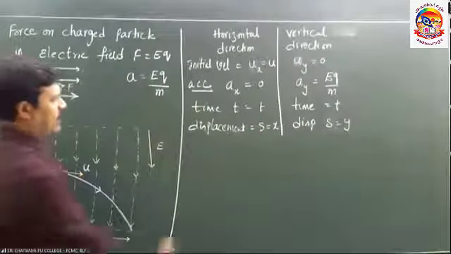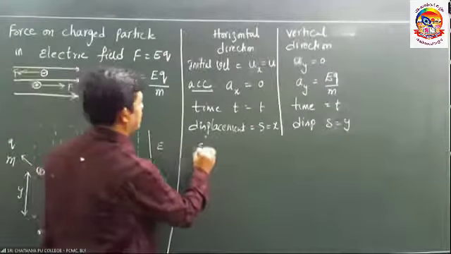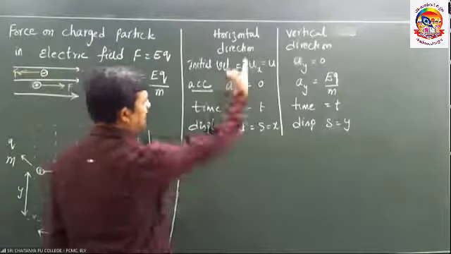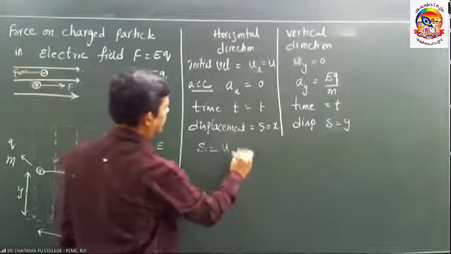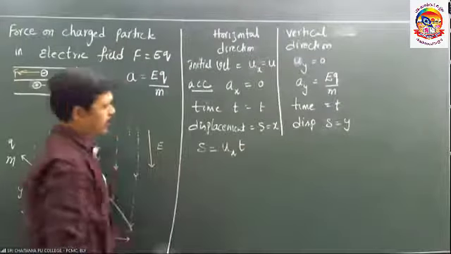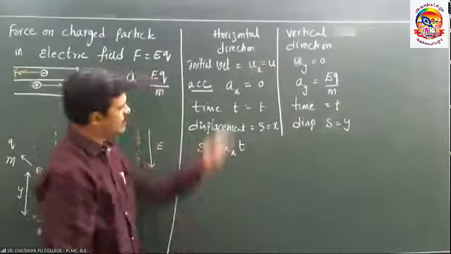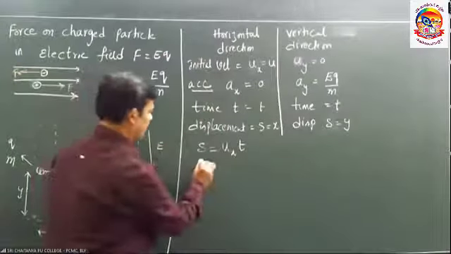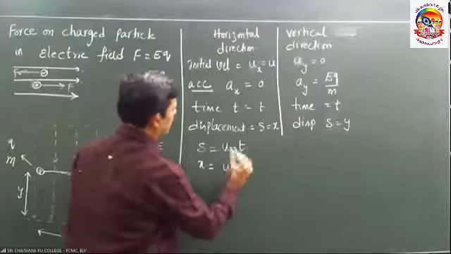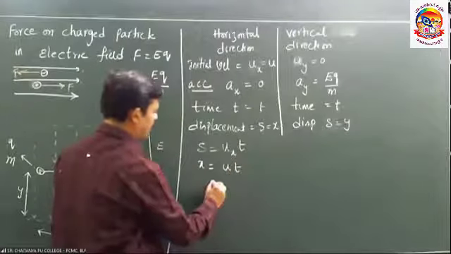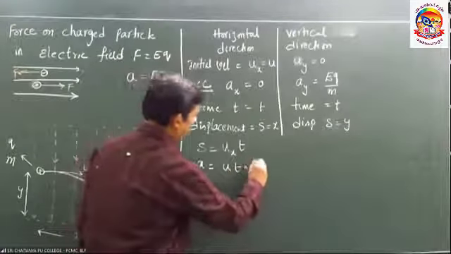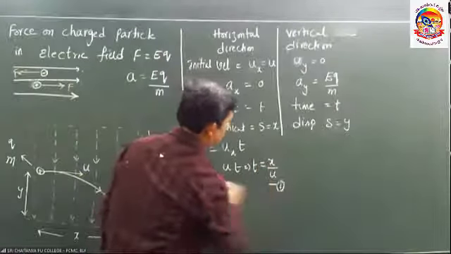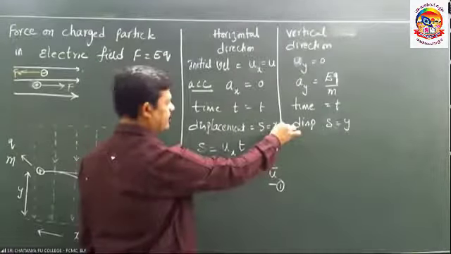Then apply the formula. Here, as there is no acceleration, displacement s is equal to ux into t plus half at square. As a is 0, you can write ux into t. So x is equal to u into t. Then t is equal to x by u. Equation 1.